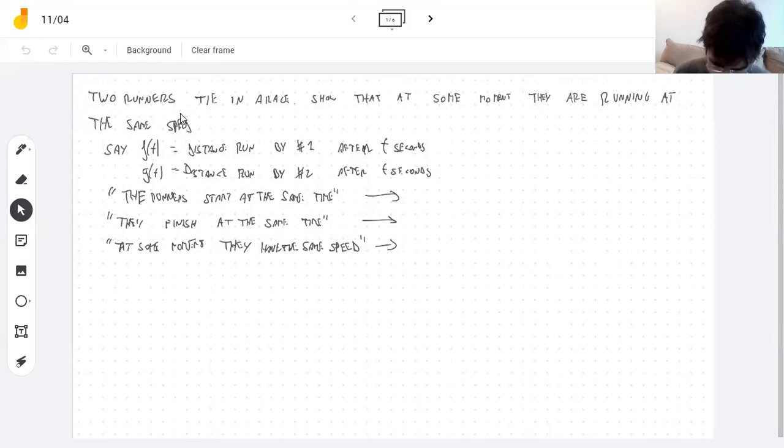I'm going to do the easiest one of these. If they start at the same time, that means that at time 0, they're both in the same place, which I could say they run 0 meters.